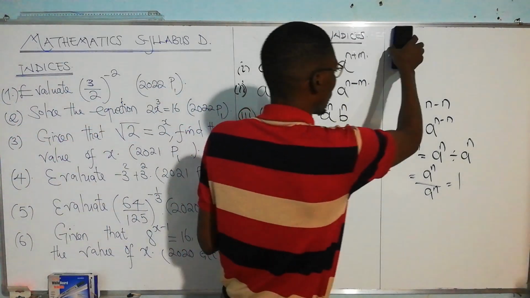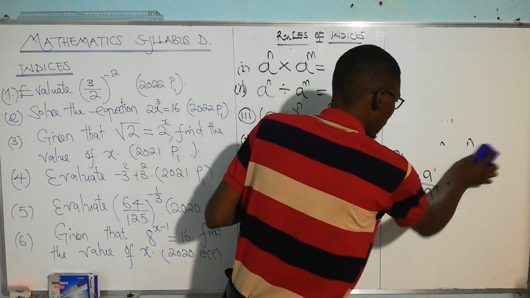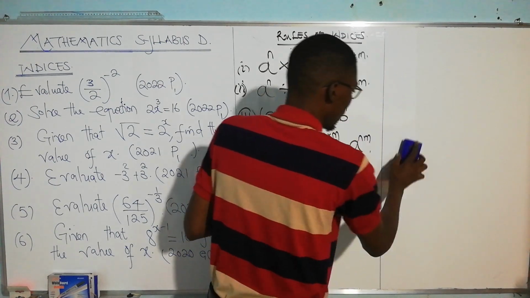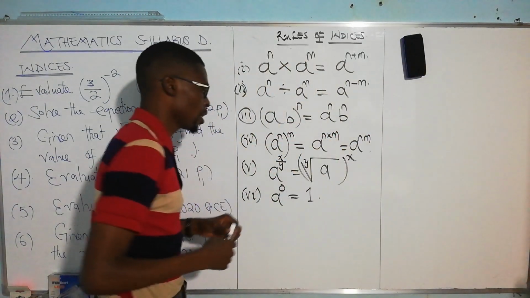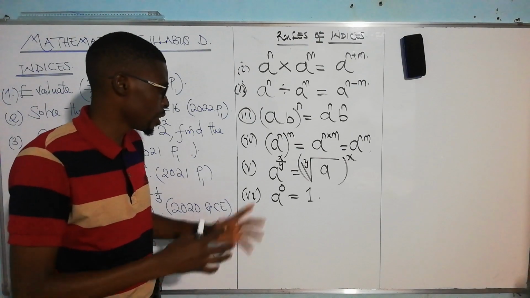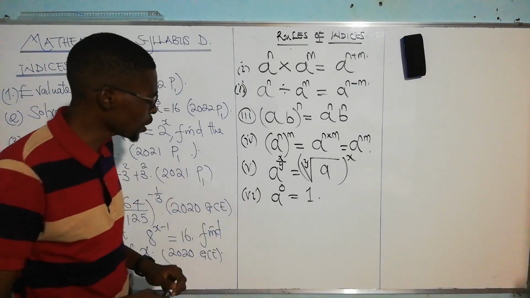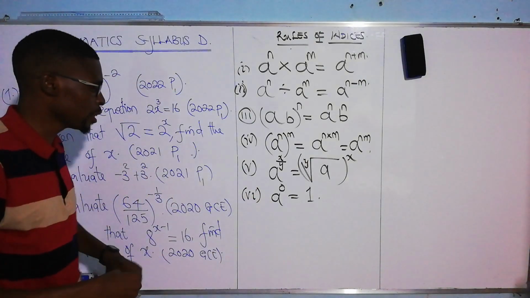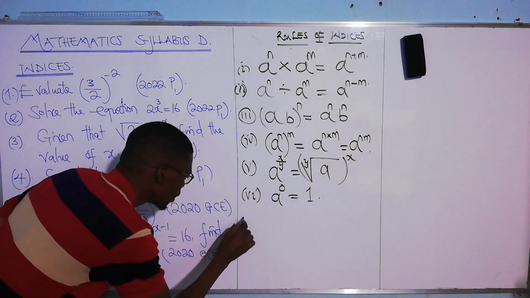So I just thought of explaining that so that we can easily understand mathematics in such a manner. So this is what we have. Is there any rule that we have left out?